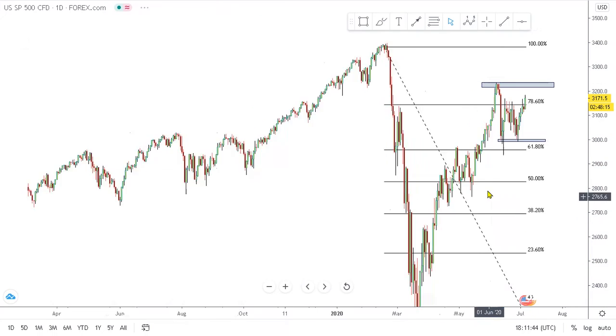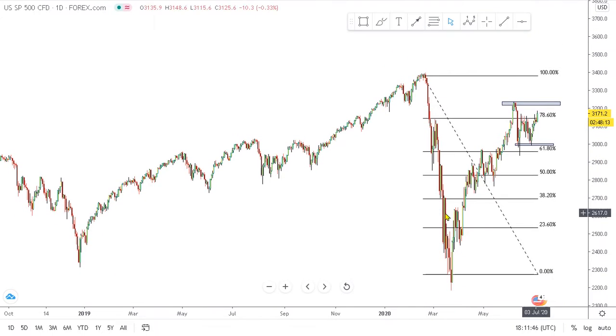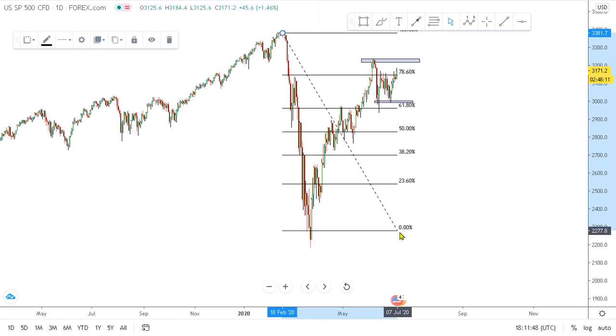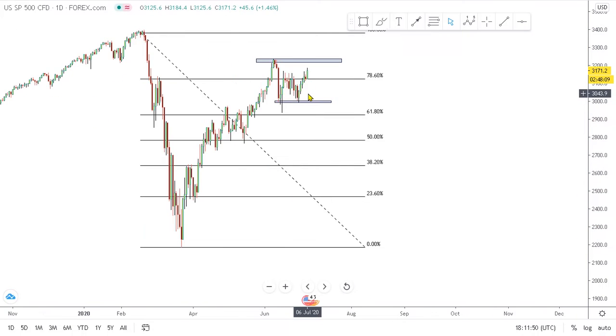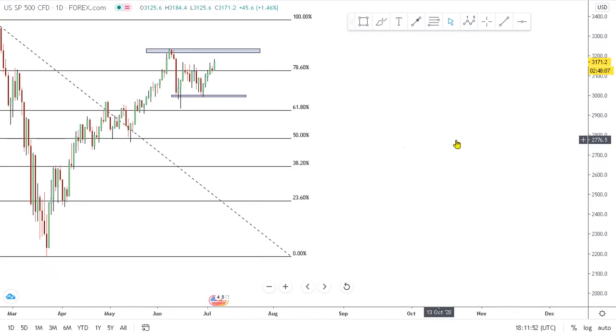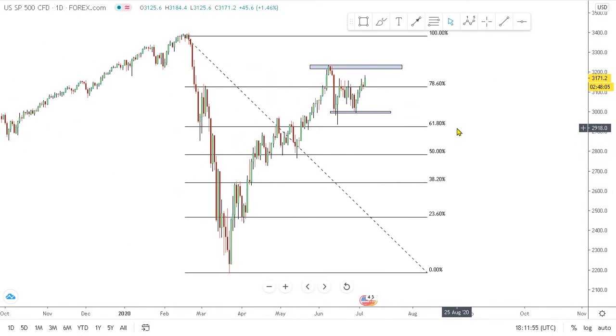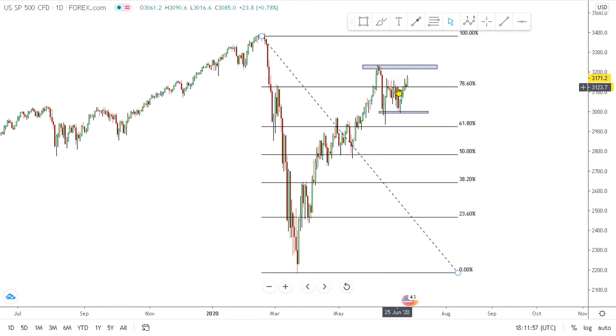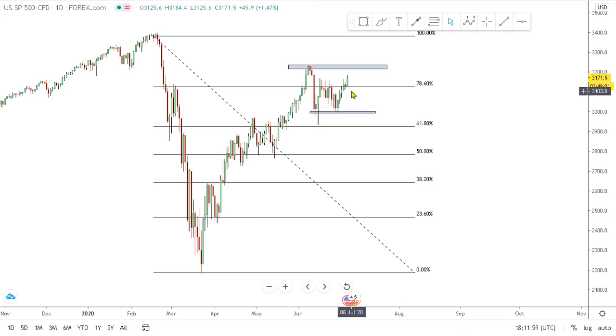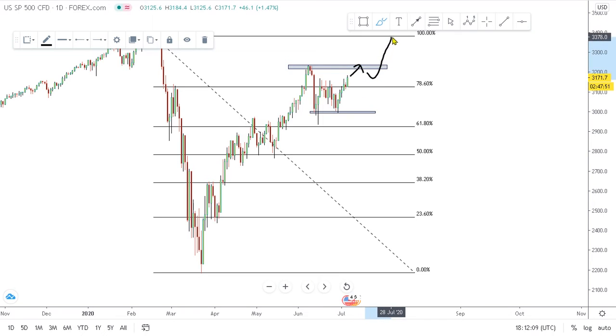like this, so the price has now cleared the 78% of the retracement, and I feel like price is trying to retest this resistance zone and want to clear out this high as well.